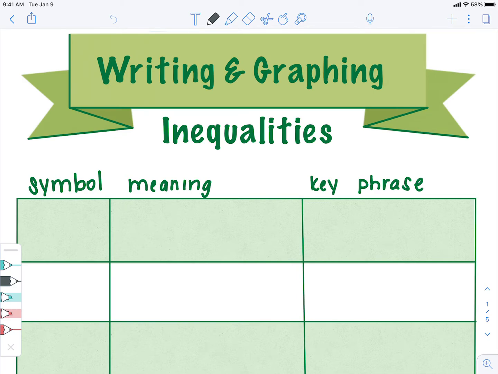Writing and graphing inequalities, which has nothing to do with the flu shot, right? No. No. So we're going to write inequalities from words, decide if answers are possibly solutions, and then graph the answers. Because we're going to have inequalities or situations like x is greater than 5.